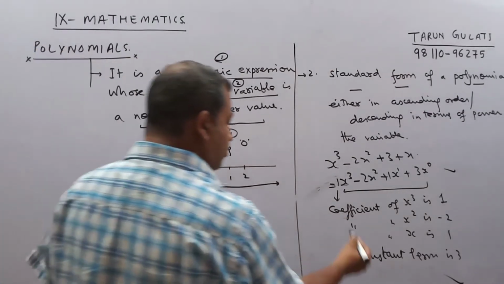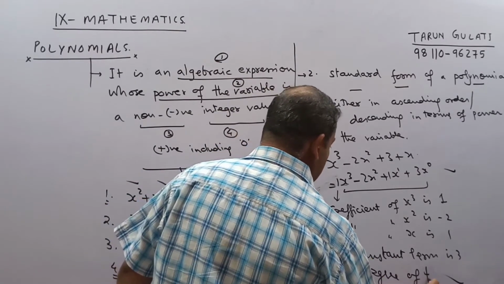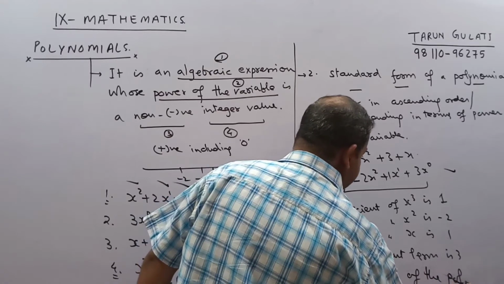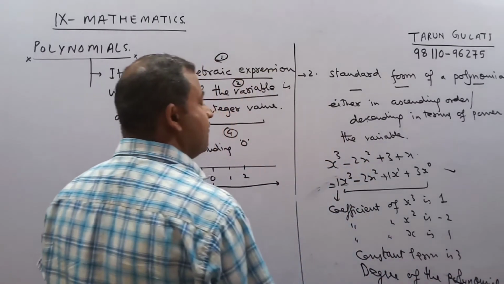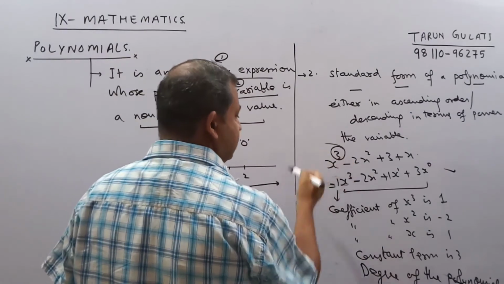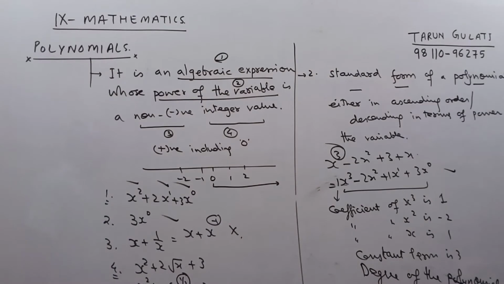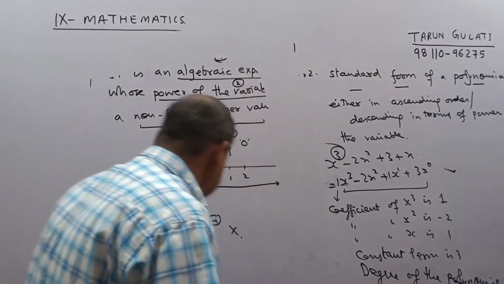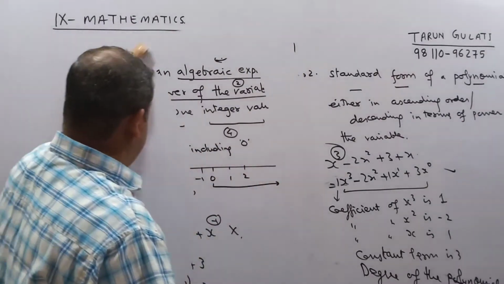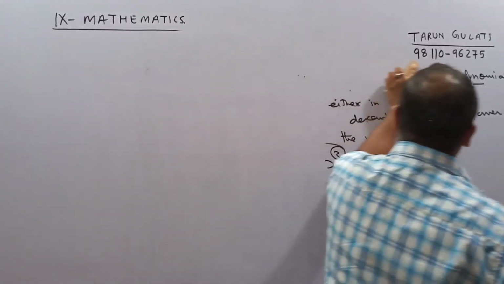And what about its degree? Degree of the polynomial means the highest power of the variable. So here the highest power is 3, so the answer becomes 3. I suppose the meaning is clear to everyone. What do you mean by polynomial and their basic terms? In this chapter, basically what we have to understand.